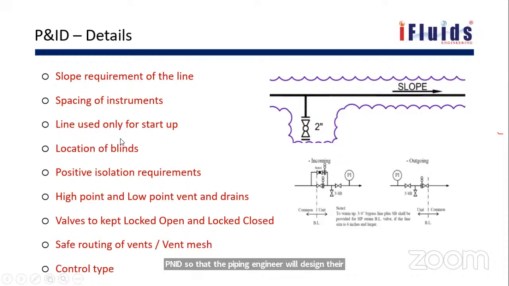Say if some line will be used only during the startup condition, those things we will mention. And location of the blinds. Blinds in the sense for isolation purpose during maintenance or during shutdown, positive isolation. So those locations we need to mention. You can see here. And then the positive isolation requirement.